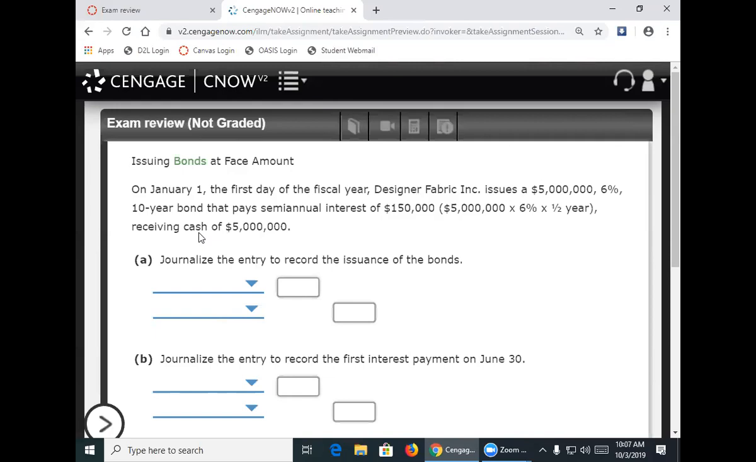So amortizing a bond is just spreading out the discount or the premium over the life of the bond. And again, when we do that with straight line, it's the same amount every year. Any questions on that?